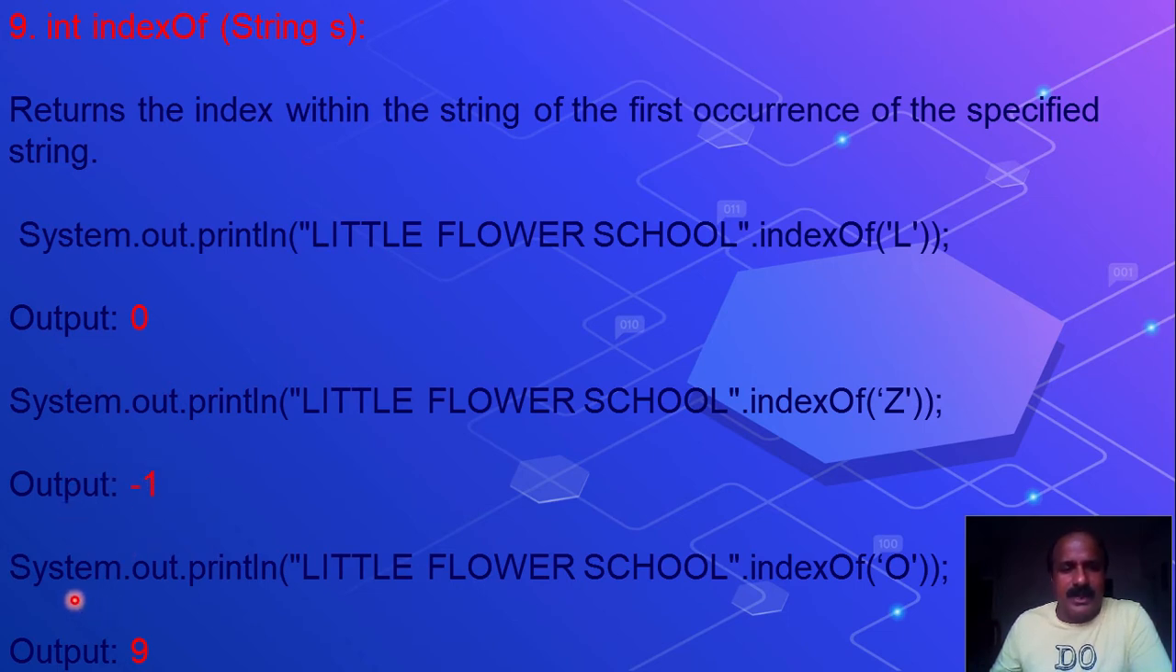Next, another example, System.out.println Little Flower School dot indexOf O. See, in your string Little Flower School, we are going to search the index of O. So we start from here: 0, 1, 2, 3, 4, 5, 6, 7, 8, 9. So at the 9th position, the first occurrence of O is present. So 9 is returned.